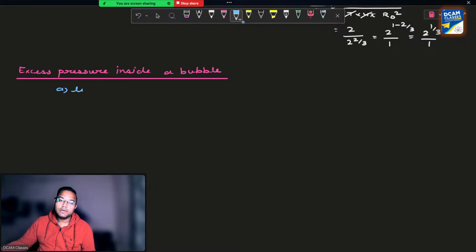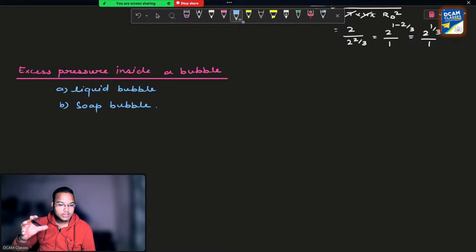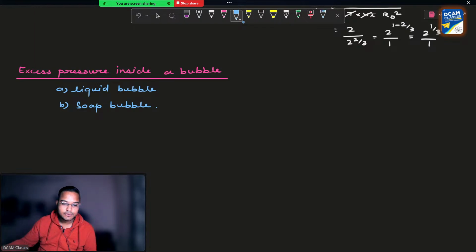Excess pressure inside a bubble. There are two types of bubble: one is a liquid bubble and one is a soap bubble. The only difference between the soap bubble and the liquid bubble is that in the soap bubble there are two surfaces. You will be able to observe it properly when you see a soap bubble. There is a toy that throws soap bubbles for children. If you look carefully, it appears that the upper surface is moving relative to the lower surface.